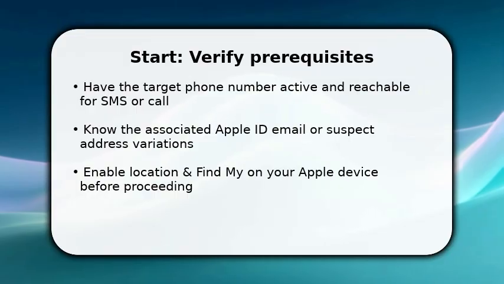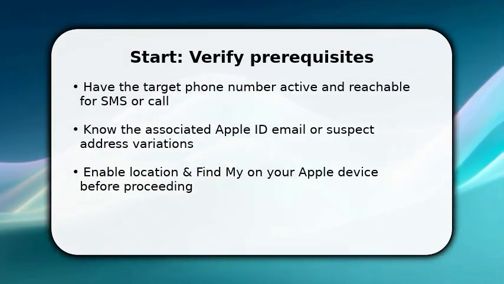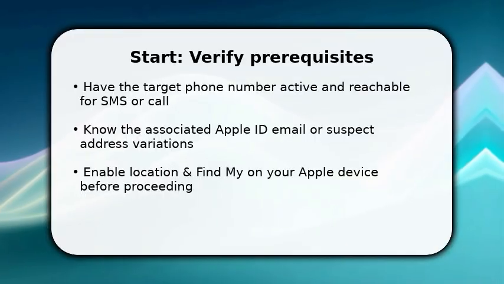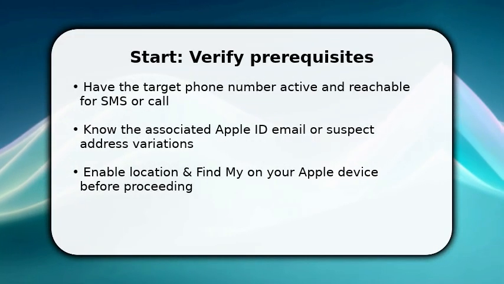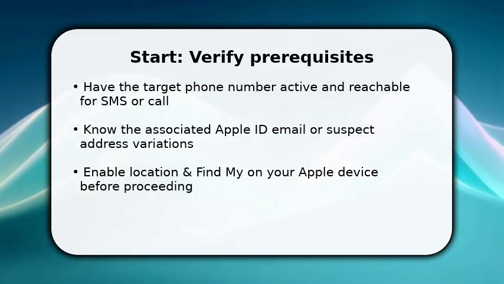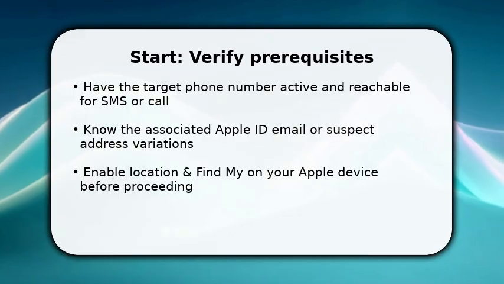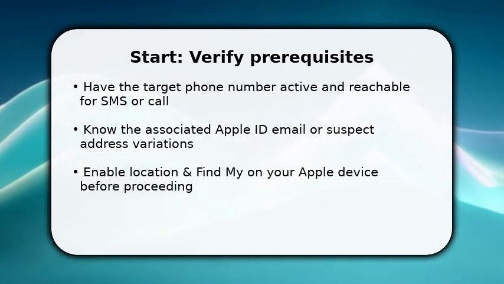You begin by confirming prerequisites. Make sure the phone number is active and you can receive an SMS or call. Once done, check whether you already know or can guess the Apple ID email tied to that number, because the phone number lookup uses account links. Without it, you'll need to try variations.